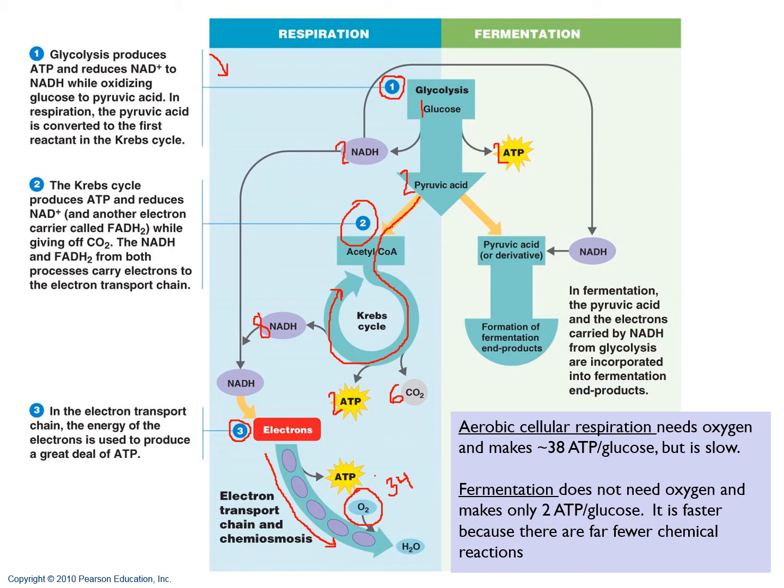So by the time we add up the ATPs from glycolysis here, the ATPs from the Krebs cycle here, plus the 34 from the electron transport chain, that means that we're going to have a total of approximately 38 ATPs made from one glucose. This process needs oxygen, but it's slow because look at all the chemical reactions that have to happen in order for the process to go.